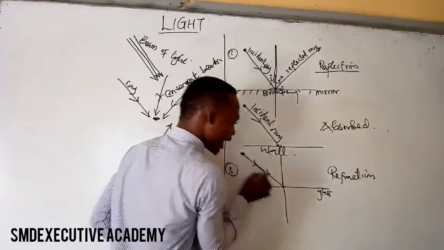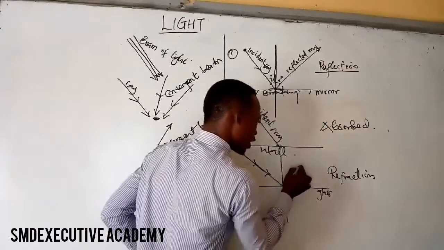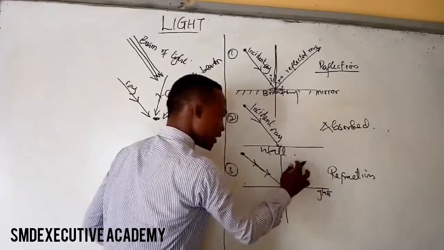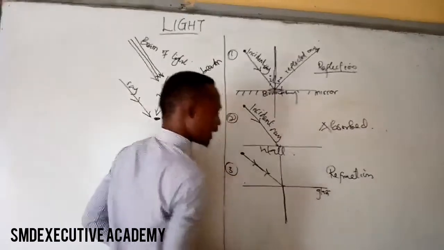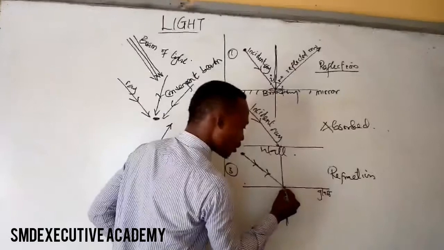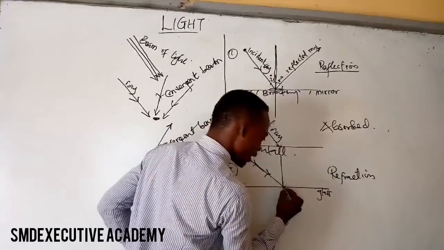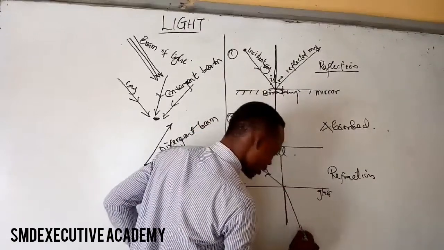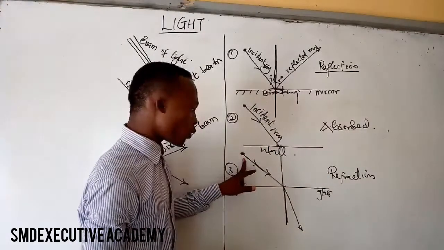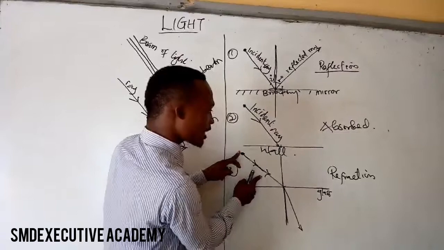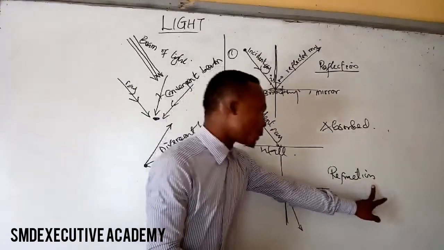It strikes this part. Instead of being reflected, it's going to be refracted. So how does it get refracted? It continues to move this way. It moves down that way. So it comes from this medium. So what I explained is refraction.